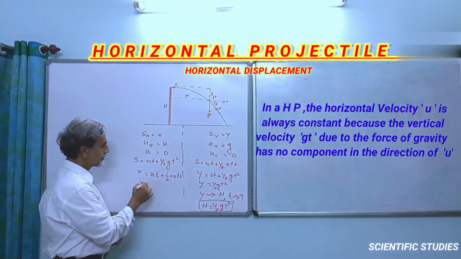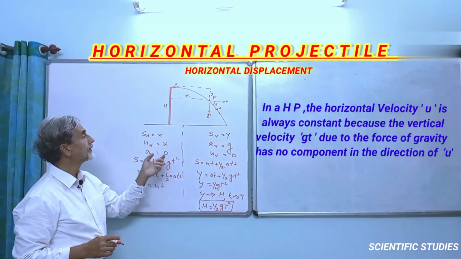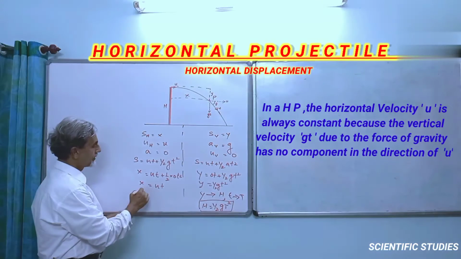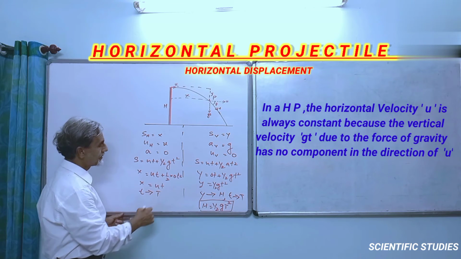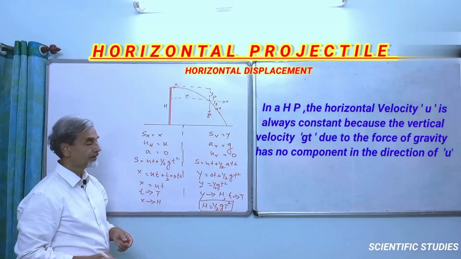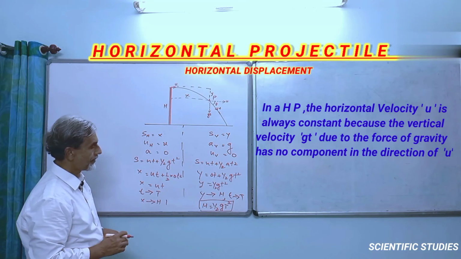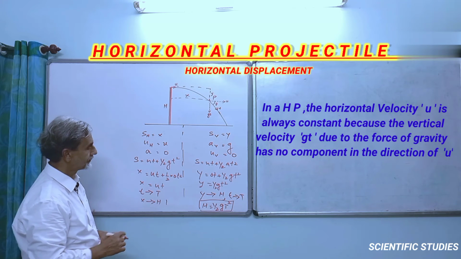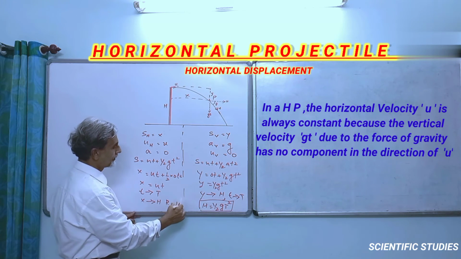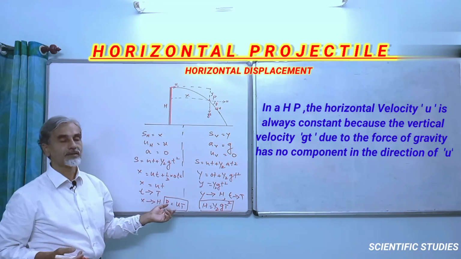That means the horizontal displacement is equal to ut, and when the body completes its projectile motion, the time turns to the time of flight and the displacement turns to the horizontal range. That means the horizontal range R is equal to u into T. This is the expression for the horizontal range.